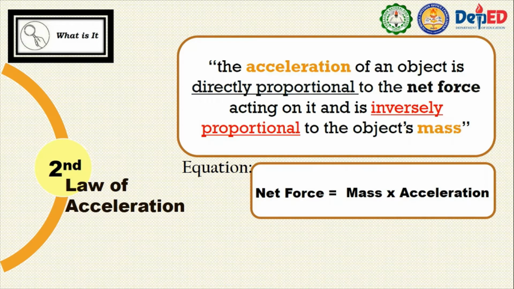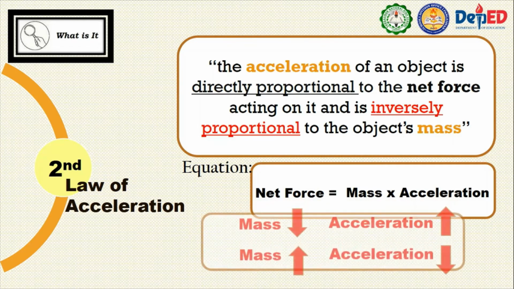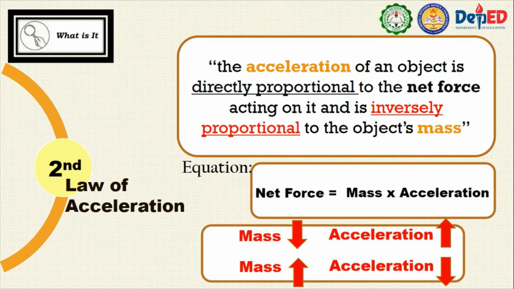When we say the acceleration is inversely proportional to the object's mass, it means that an object with a lesser mass has greater acceleration, while a more massive object has less acceleration.